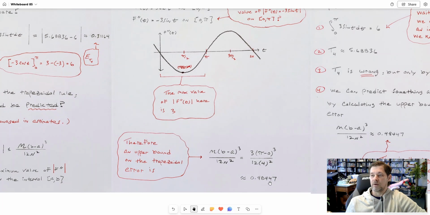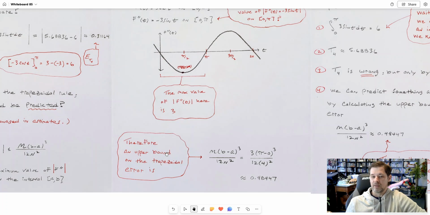So all that I would say is, well, if I use the trapezoidal rule, I know I'm going to be wrong, but this is the most I'm going to be wrong. Okay, it's an upper bound. It's not telling me what the error will be, but it will tell me this is the most you can be wrong. That's what we mean by upper bound.